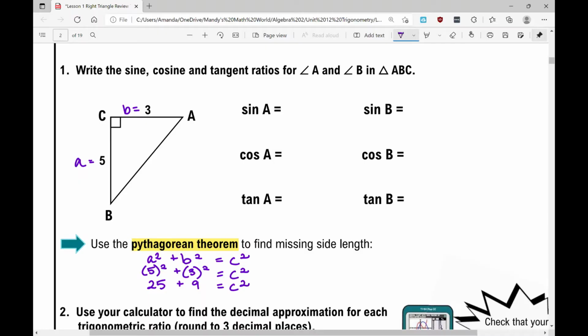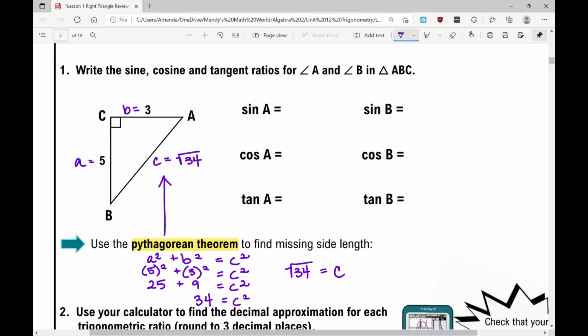25 plus 9 is 34. So 34 equals C squared. Well, I don't want what C squared is. I want what C is. So I need to take the square root of both sides. So I get the square root of 34, or root 34, equals C. And I would try to simplify this non-perfect square root, but I can't simplify it any more than this. So I'm just going to call this length right here the square root of 34. That's the length. So we use the Pythagorean theorem to find the length of that side.